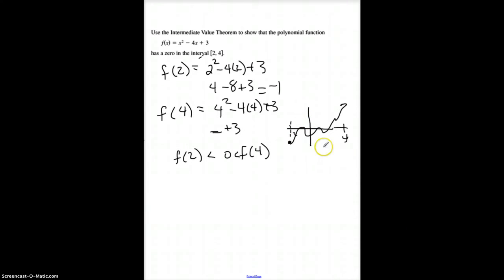between 2 and 4. So that means that there exists, that's my there exists symbol, at least one x such that, that's my such that sign, such that f of x is equal to 0. Because 0 is between f(2) and f(4). Now you can write it out. You don't have to use my symbols.